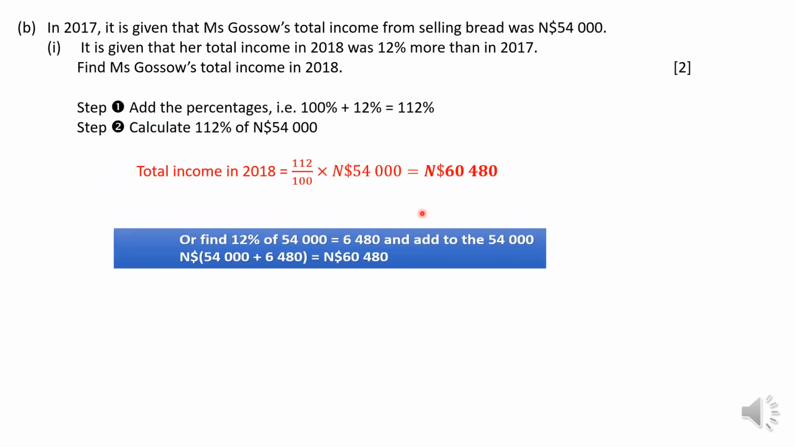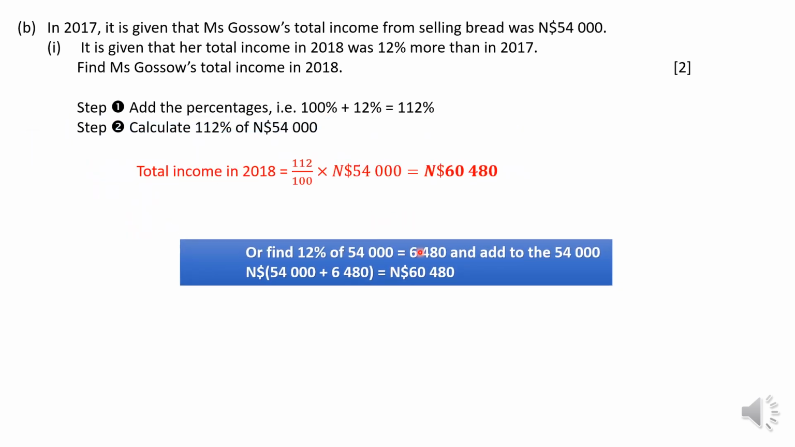Alternatively, you can do the second method where learners tend to find what is 12% of 54,000 Namibian dollars, and that's 6,480. You add it, then you ultimately get to the same answer. Here's the problem with this method: students normally end here and they tend to forget to add, because we are looking for the income in 2018, not by how much, but the total income. So be very careful when you use this method.